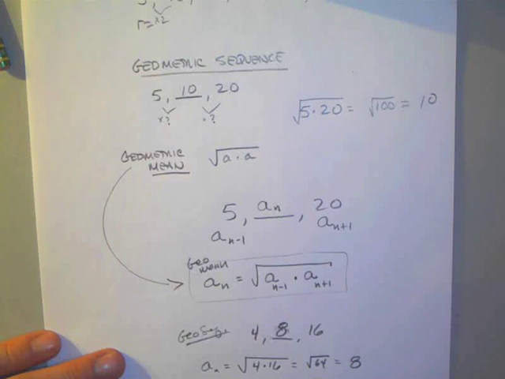And what must be our multiplier, or our common ratio? Looks like it's times 2. Okay, that's geometric mean.